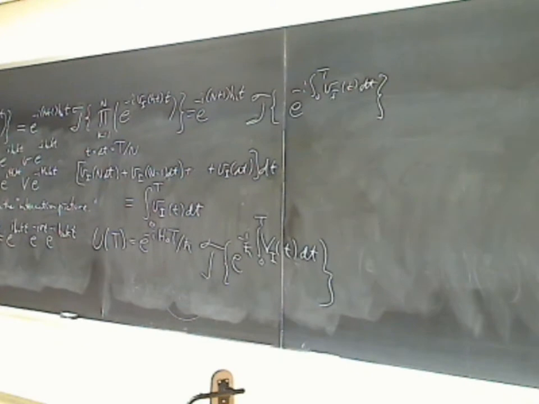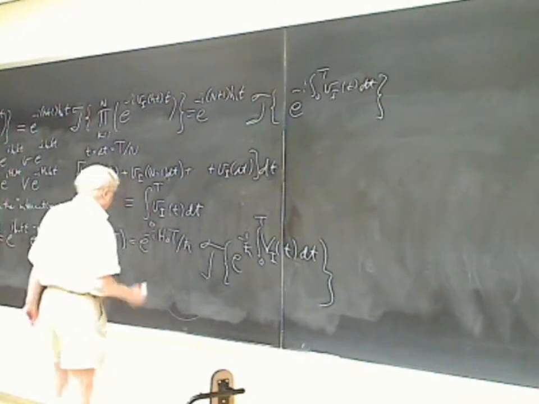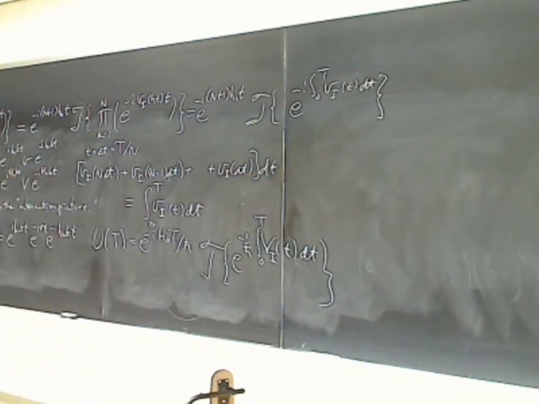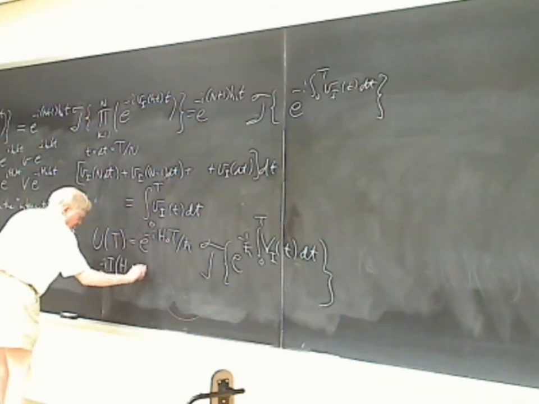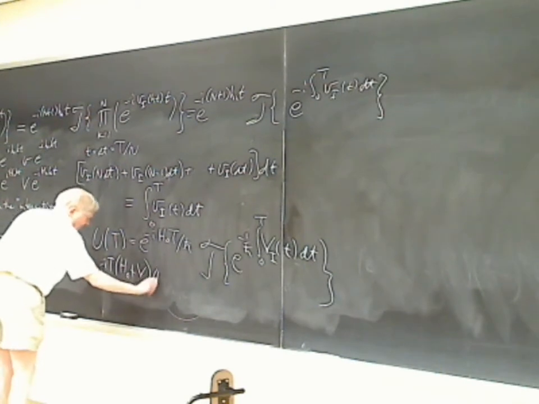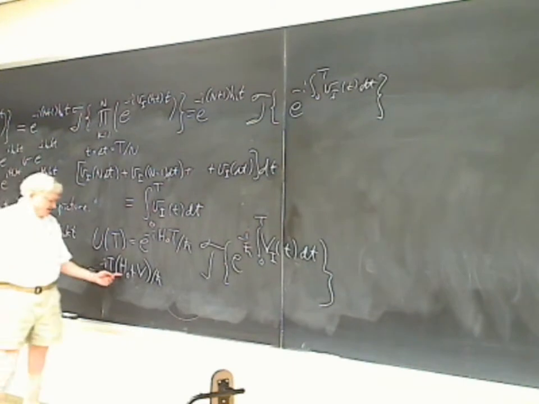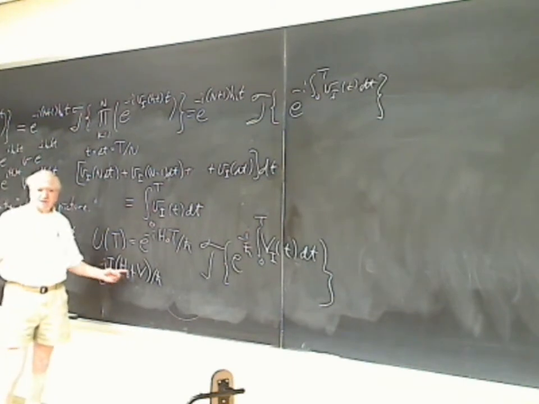So now, what's useful about it? Well, what's useful about it is that the original expression was an exponential, unfortunately, I never wrote it down. The original expression, I can just write it here, was e to the minus i t (H0 plus V) over h bar. And this has the H0 and the V jumbled together, and they don't commute.